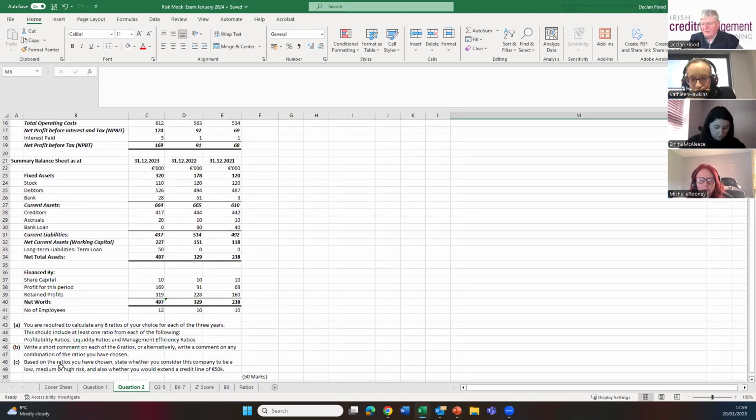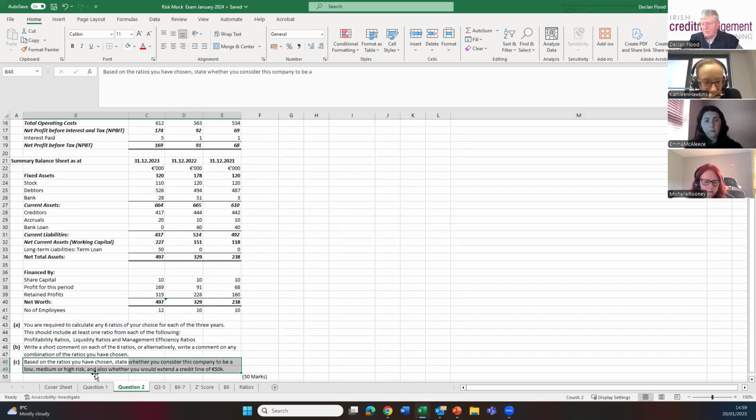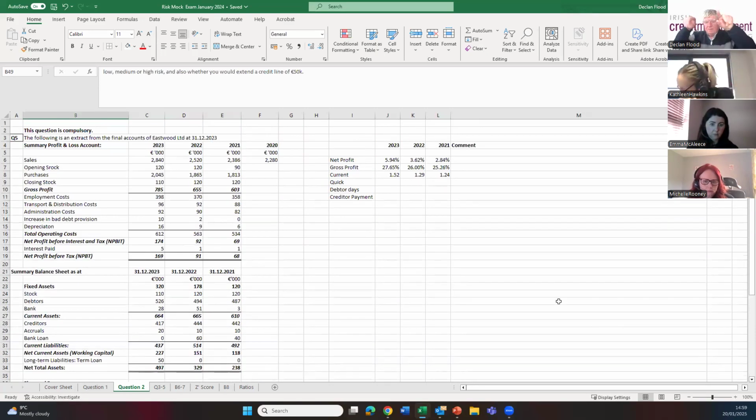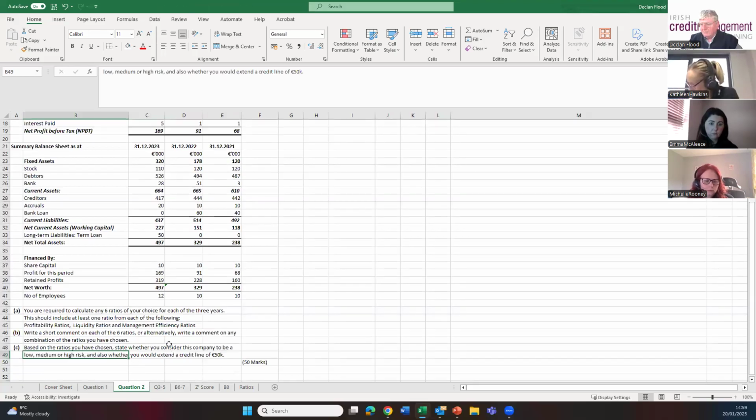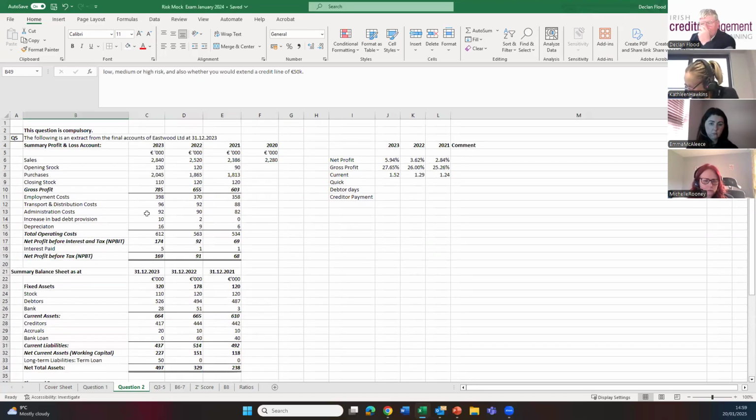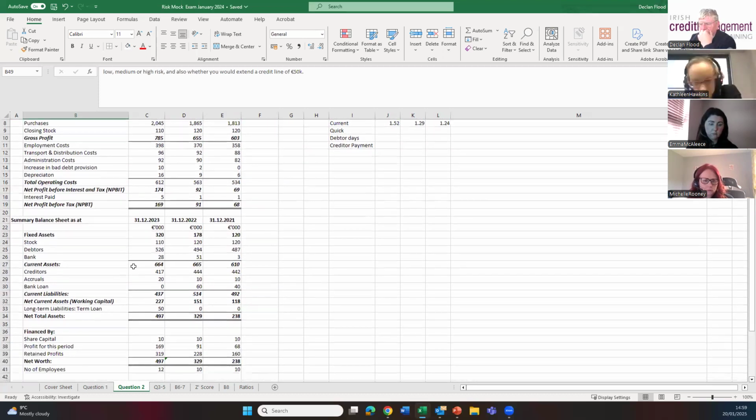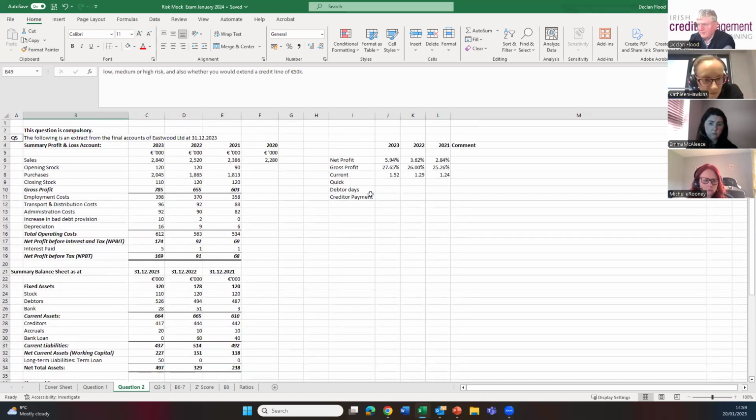And then finally, based on the ratios you've chosen, whether you'd consider them to be low, medium, or high risk. Now, if you have time, you can do your table with the one, two, threes, or you might even do it here. So what does it say? When you have three different companies, that'll be an easier one to identify the one that's the high risk and the one that's the low risk. So again, say high, medium, or low.